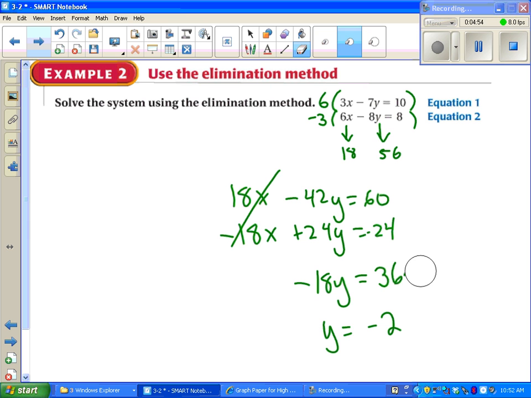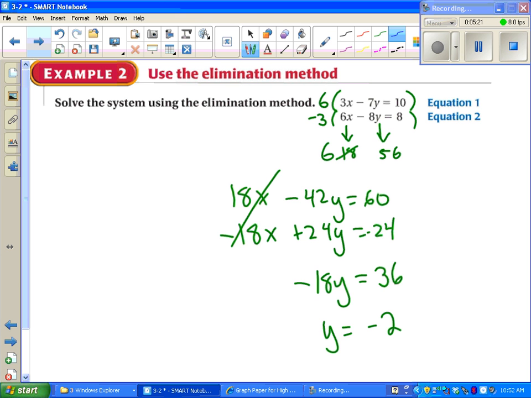And congratulations to anyone who caught my mistake. I made a mistake earlier, but I caught it now. 18 was actually the wrong number. There is a much smaller number that 3 and 6 go into. I could have used a 6 there instead of an 18, and it would have made the whole problem a little easier. But choosing a number that's too big is okay. You would have still gotten negative 2 for y. So, whoops on my part.